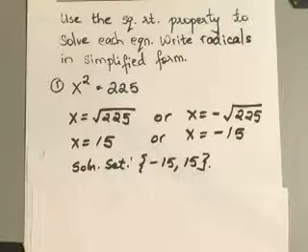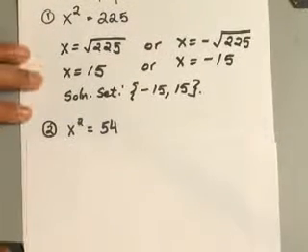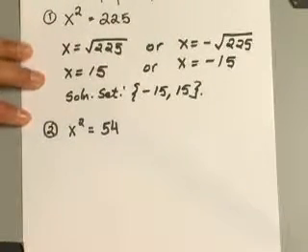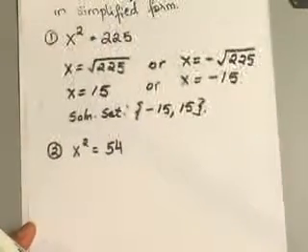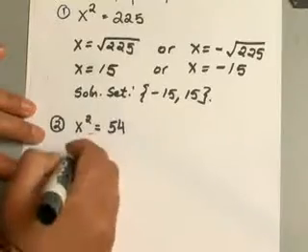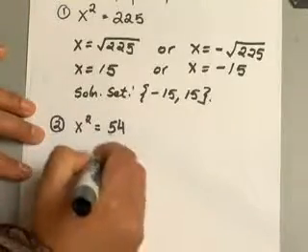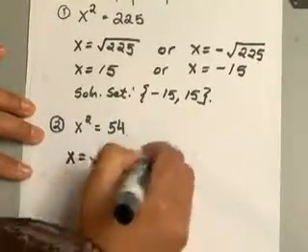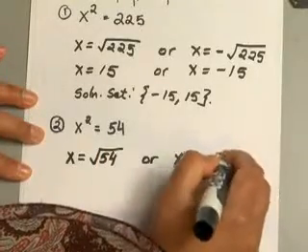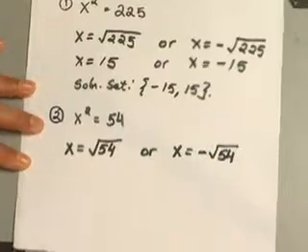Alrighty, let's look at another example here. You have x squared equals 54. We want to try and do the same thing here, just like we did in our first example. You will end up with x equals square root of 54, or x equals negative square root of 54.